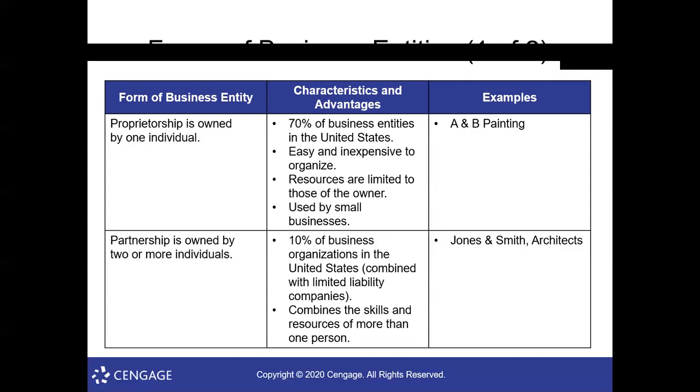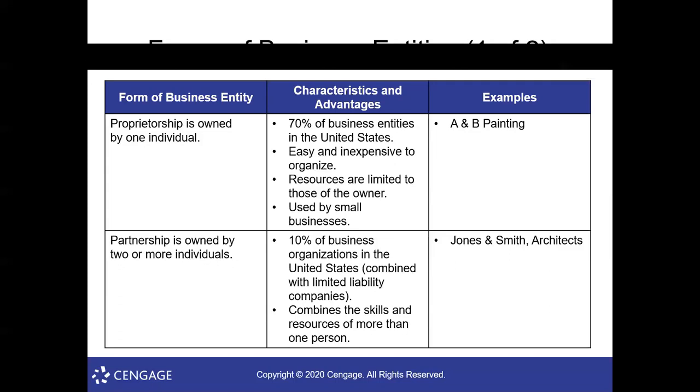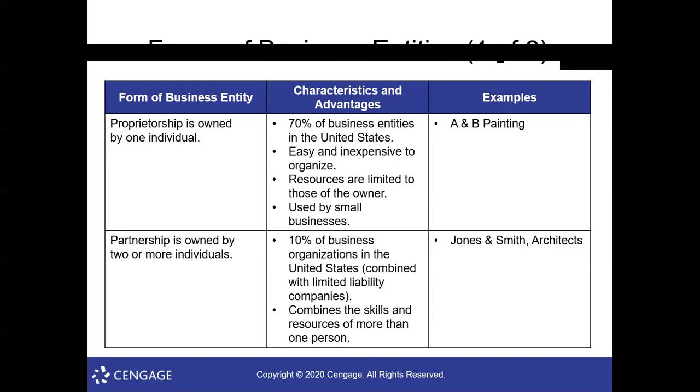One individual is involved and owns all of that. They report all of their income and expenses for tax purposes on their individual tax return. So it all goes into the 1040 individual tax return on a Schedule C.